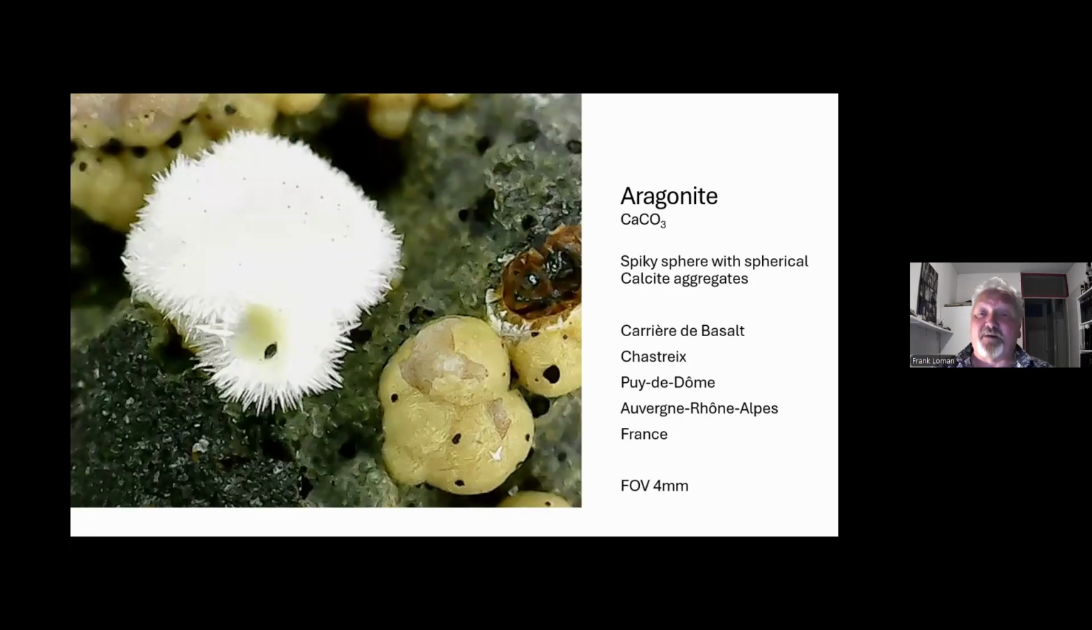And they also can form spiky spheres with, in this case, also some spherical calcite aggregates, which are the yellow ones, from Chasserais in France.